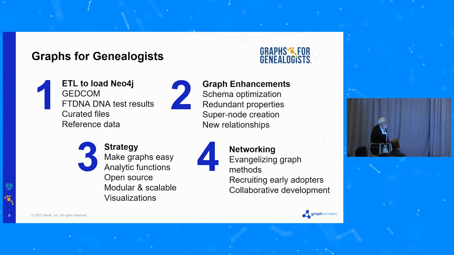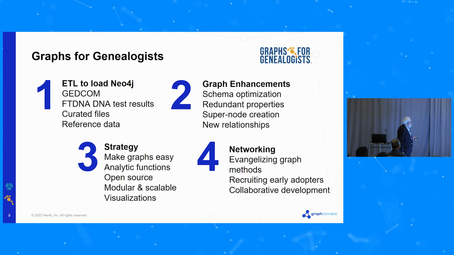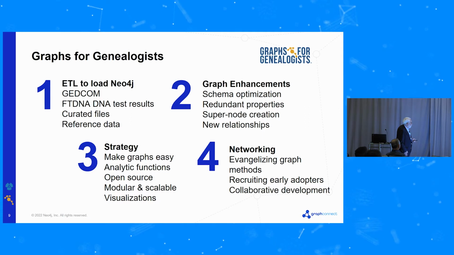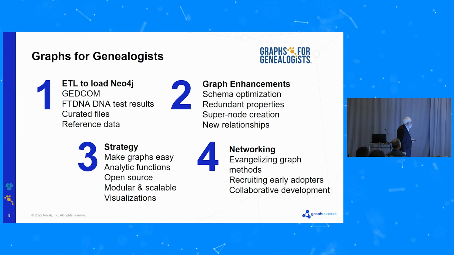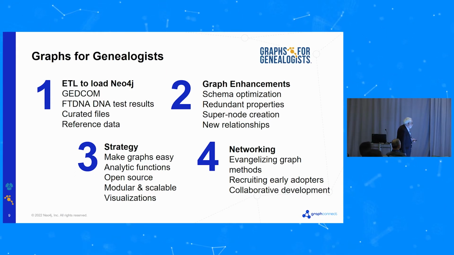So here's what we're doing in terms of the ETL we've talked about. We bring in these basic sets of data. We then do some enhancements to the graph. We're doing the schema optimization. We're creating some redundant properties. We're creating supernodes and new relationships, all of which are designed to increase the traversals.